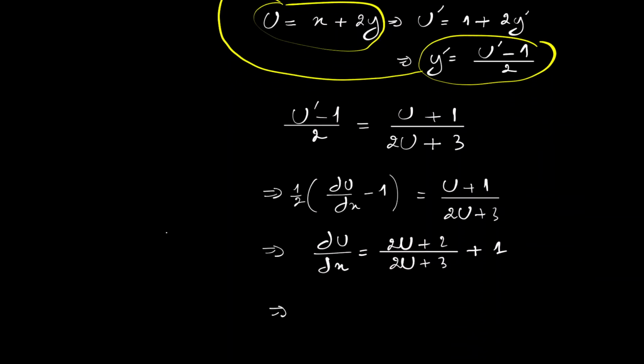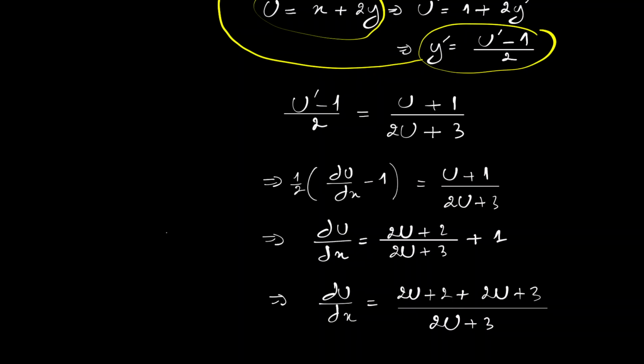Then we add 1. We write the same denominator on the right side, to obtain (4u + 5) over (du + 3). Now we separate the variables.